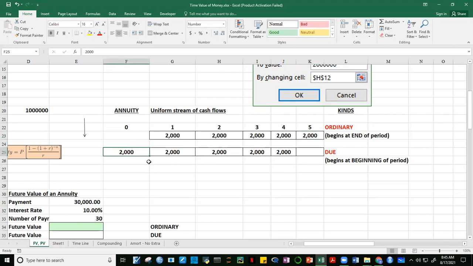And on the other hand, when the cash flow is immediate, this is annuity due. Okay, notice that they both have five 2,000s. This one starts at the end of the period, it's called ordinary annuity. This one, the cash flow begins immediately. So this is called annuity due. Okay? So what do you think, guys, which is bigger here? Which has the bigger future value? Annuity ordinary or annuity due?